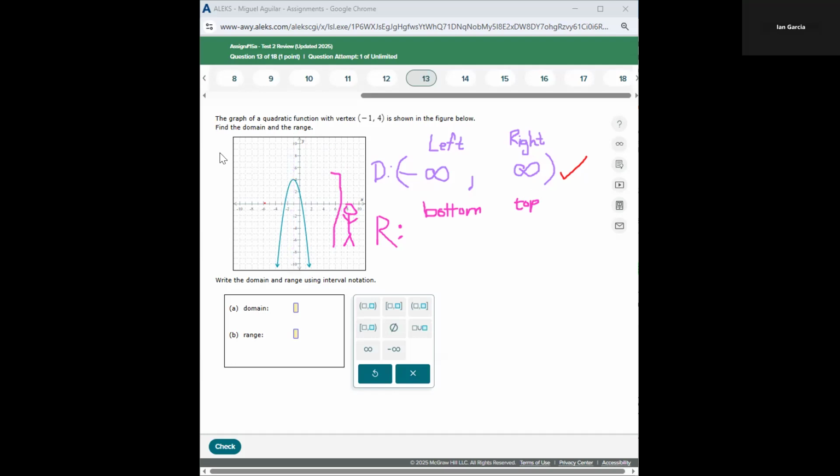Four. Yeah, 4. So you don't have to do this in any particular order when you're working it out, but the top of this graph stops at 4 because if I were to measure this, this just goes to 4 right here, right? And that's the top. Are you guys okay with that?